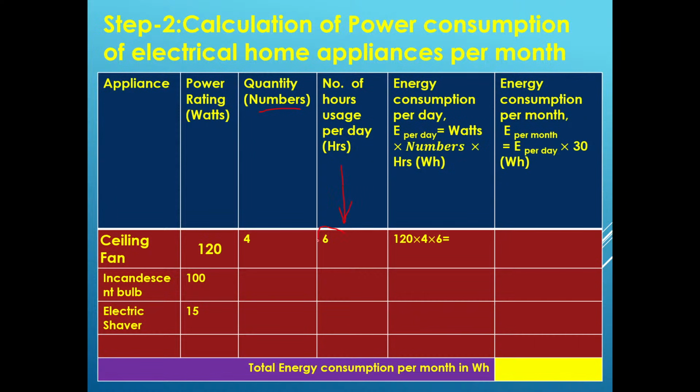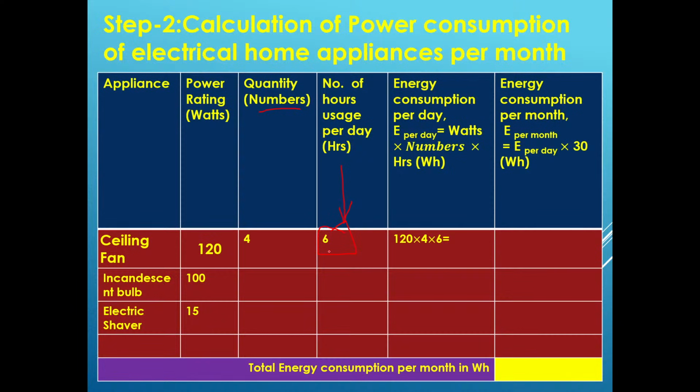Just for example, a ceiling fan: per day, we may use it for 6 hours or 8 hours. Some people may use it more than 12 hours. Those who stay in the house for 24 hours, some people won't even turn off the fan, so they may use it for approximately 20 hours. For how many hours per day they are using it out of 24 hours, that we have to mention.